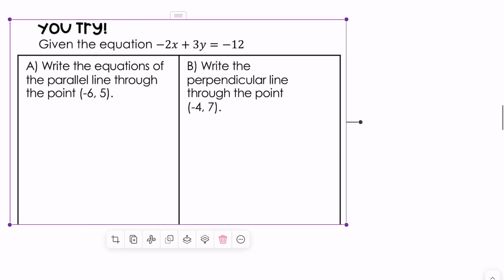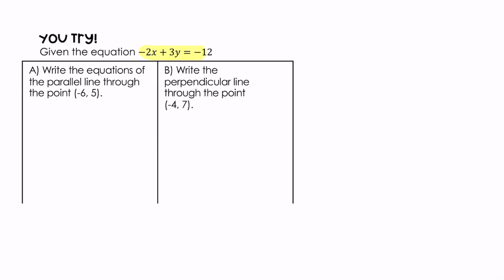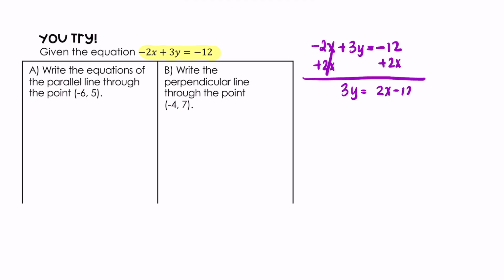If we look here, what we should do first is rearrange this equation up here so we can find our slope. So if I have negative 2x plus 3y equals negative 12, what we can do is add 2x to both sides of our equation. And then we get 3y equals 2x minus 12. And then to get our y by itself, we simply divide by 3. And then they cancel, and I get y equals 2/3 x minus 4. So that means my slope for my line is 2/3.